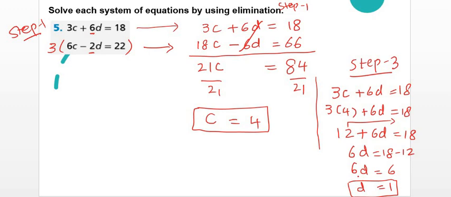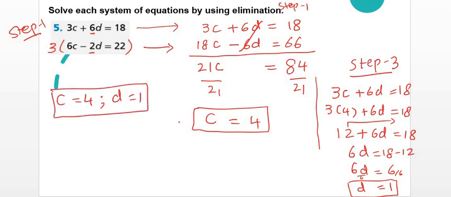Clear? You will divide this side by 6 and you will divide this side by 6, so it will give you d equals 1. Our question is done. So the solution set is c equals 4 and d equals 1. If you want to check your answer, it's all your choice. You can substitute these values of c and d in these equations. If the left hand side and the right hand side are equal, that means your answer is correct.